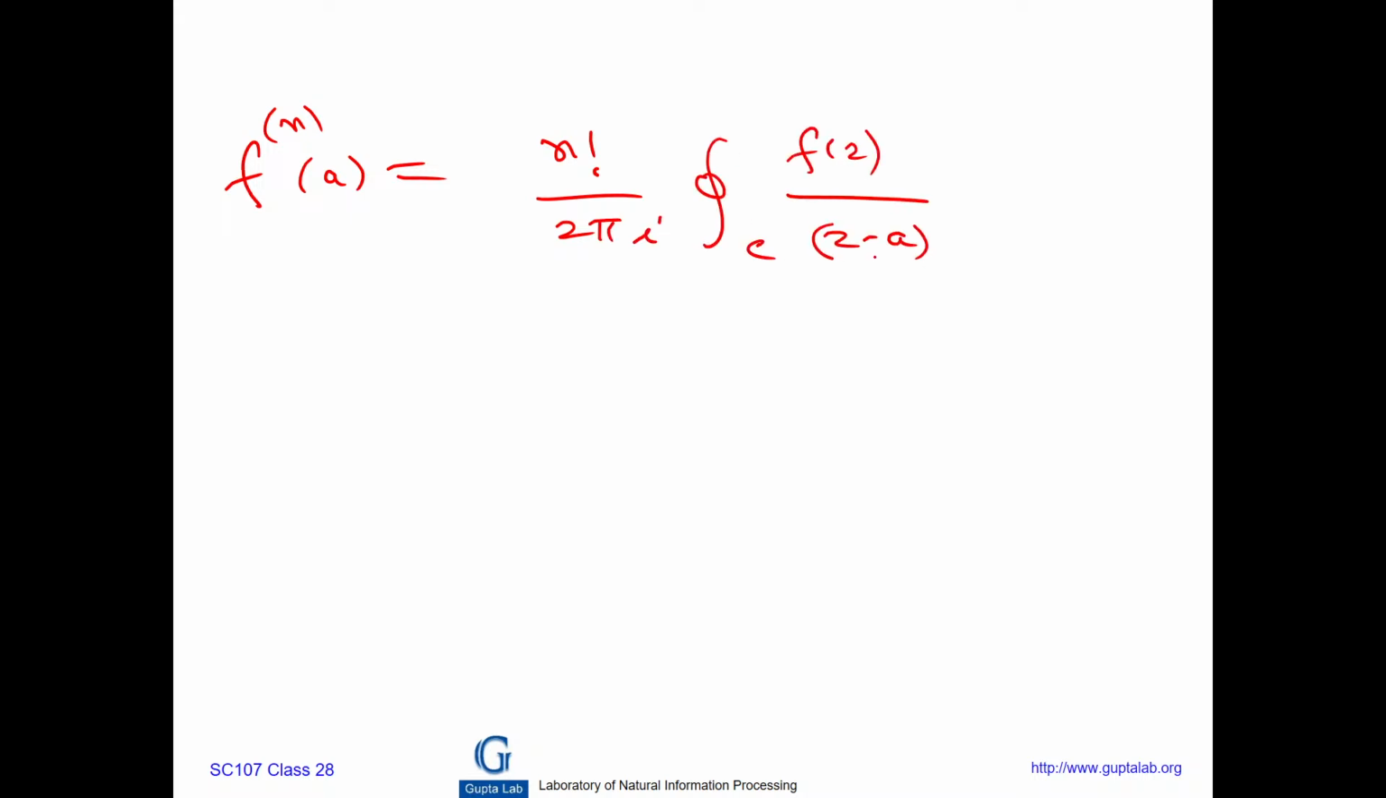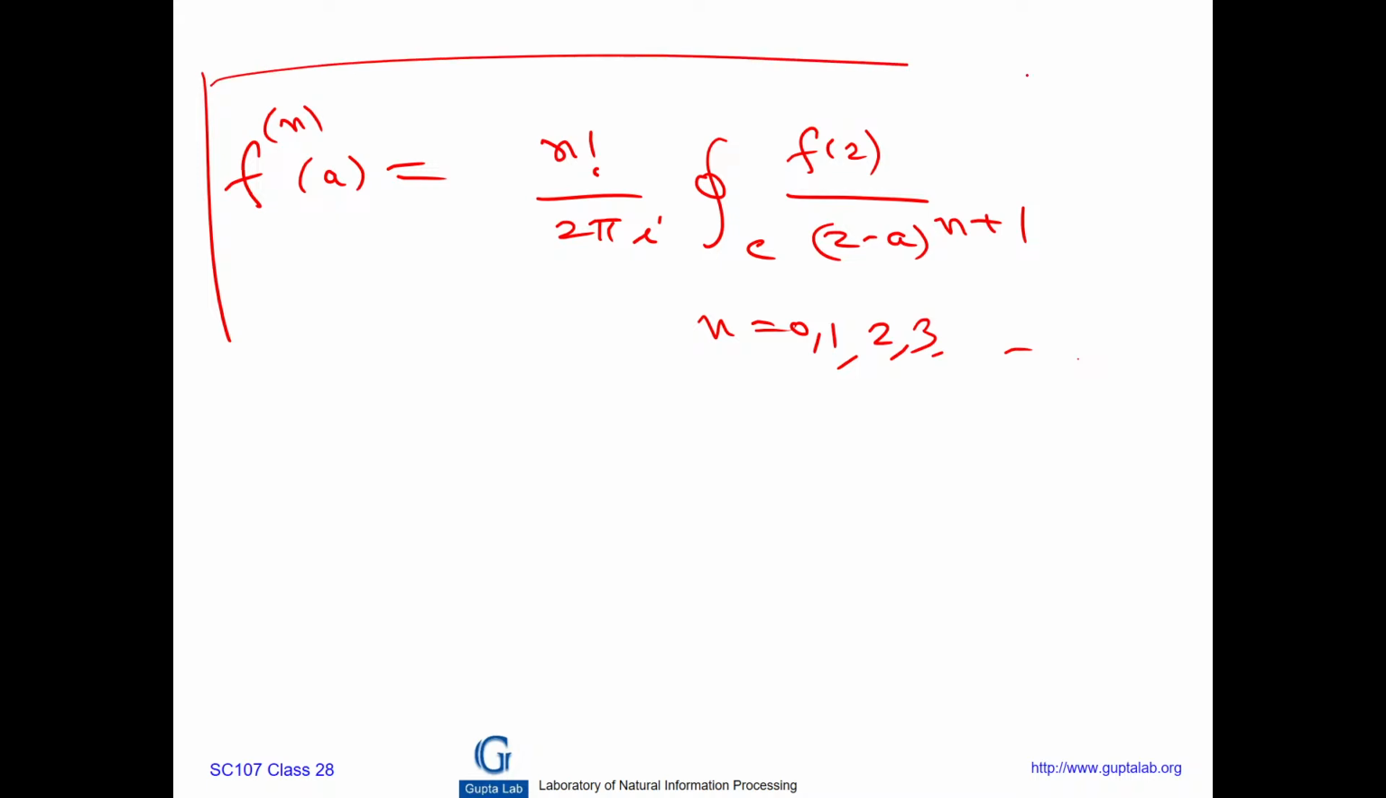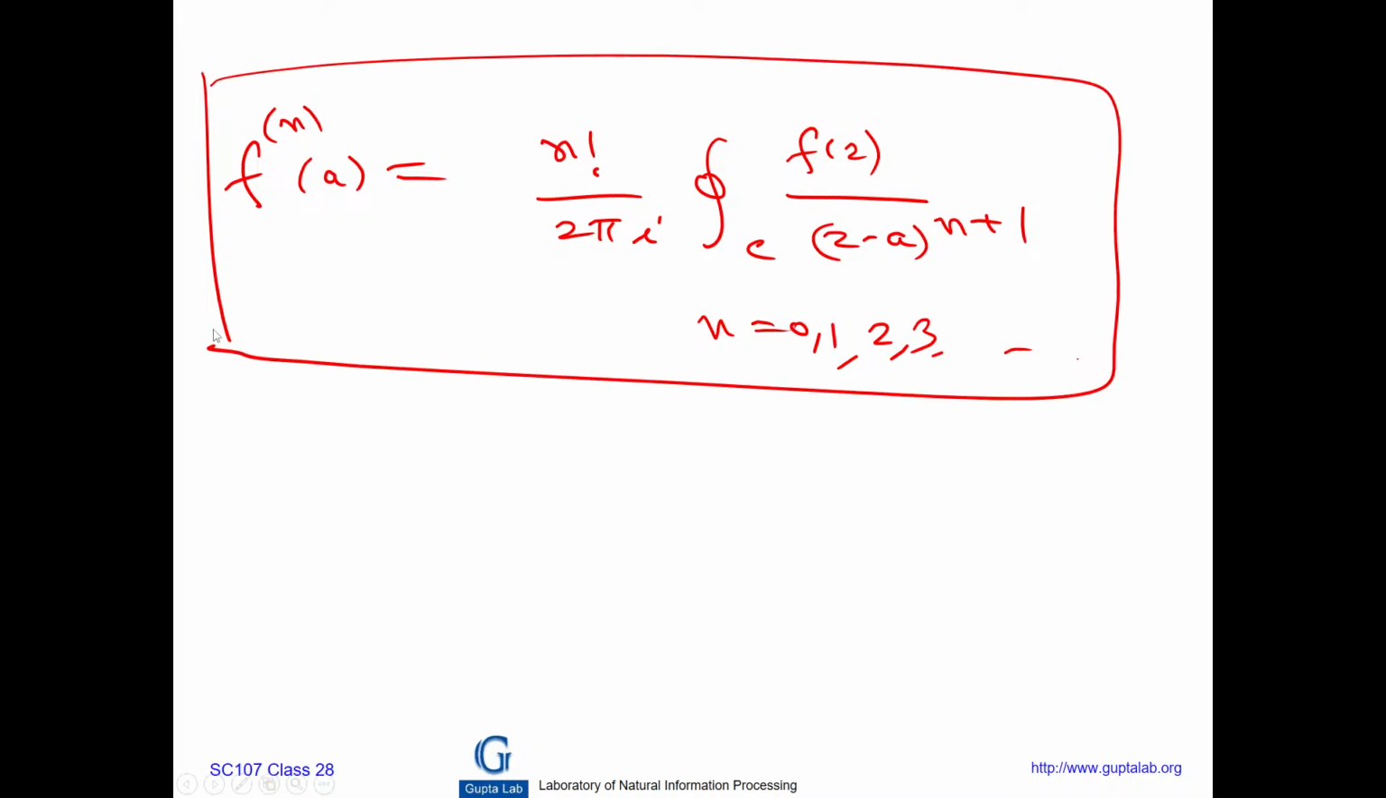Anyway, so we have in general this formula that f to the n of a is equal to factorial n divided by 2 pi i integration along c f of z divided by z minus a raised to power n plus 1, for n equal to 0, 1, 2, 3 and so on. This is the beautiful formula known as the Cauchy integral formula. This formula holds a lot of beauty. You will see that when we do Taylor series, the Cauchy integral formula appears naturally there.